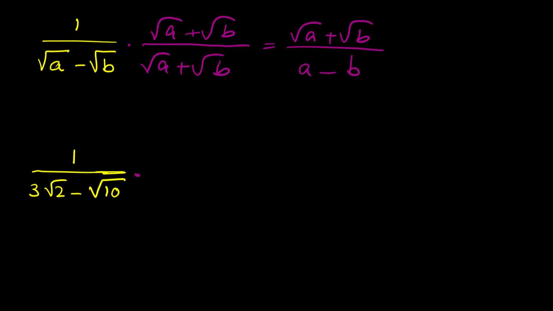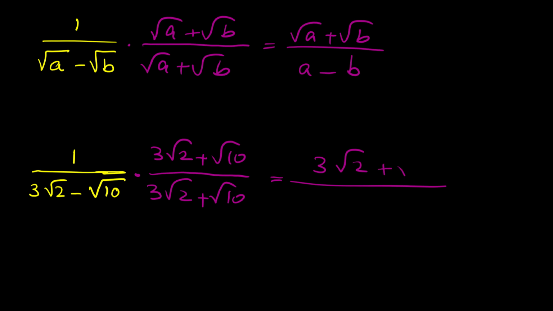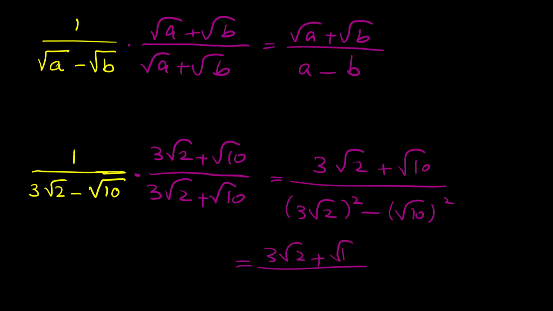Look at the next question. We have to multiply it by 3 radical 2 plus radical 10 over 3 radical 2 plus radical 10. The numerator is again 3 radical 2 plus radical 10. What about the denominator? The denominator would be 3 radical 2 to the power of 2 minus radical 10 to the 2. Attention, this power is for all of this, so you have to raise 3 to the 2 and radical 2 to the 2. 3 to the 2 is 9. Radical 2 to the 2 is 2.